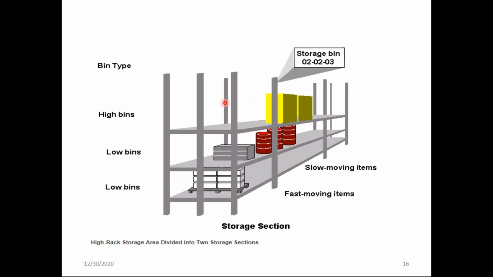Then you have bin types. Bin types define what kind of packaging is allowed in these storage bins. Here we have this kind of packing, here this kind, here this, here this. These are all different bin types. What kind of bin it is, and what kind of packing is allowed inside it, is defined using the bin type. Any question?